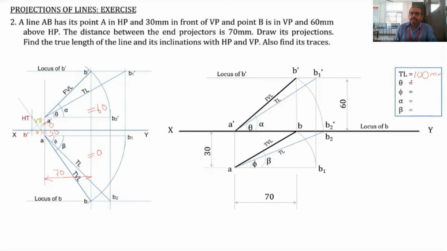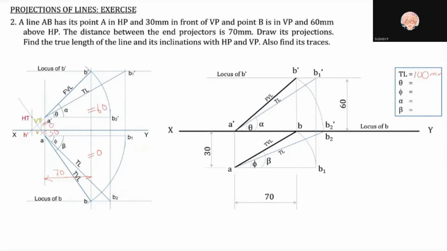98, okay. 2 millimeter up and down is okay, no problem. 100 means 98, even 97 is also okay. If it is 95, then you have to recheck your drawing. If it is 105 also, you have to recheck the drawing. Otherwise, it is okay.